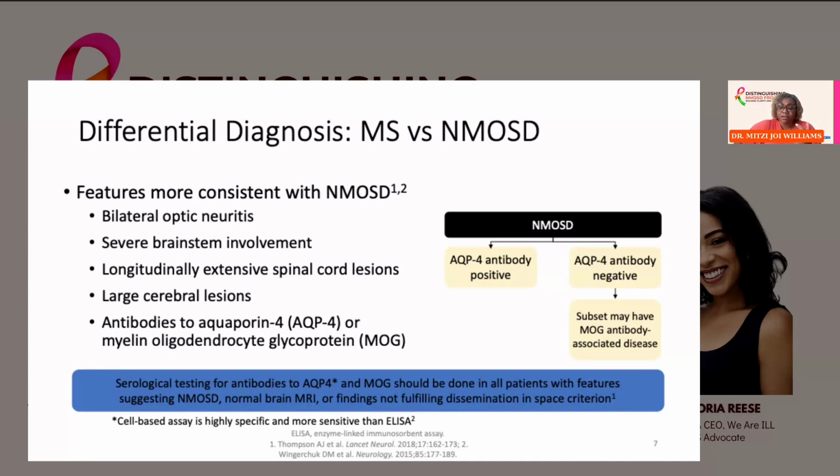Sometimes there is more severe involvement of the brainstem or the bottom part of the brain, which can control some of our automatic functions like breathing. And then people will have long lesions in the spinal cord. The lesions in the spinal cord that we see on MRI look different in NMOSD than they do with MS. And if there are lesions in the brain, sometimes the brain will be completely normal, but if there are lesions, they actually are very large and sometimes can be mistaken for tumors.